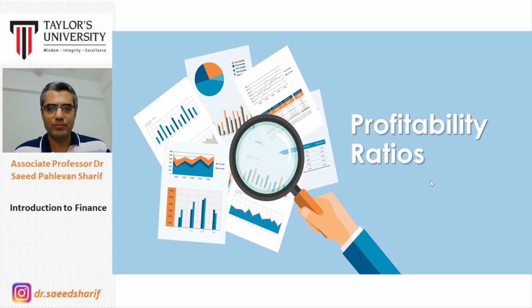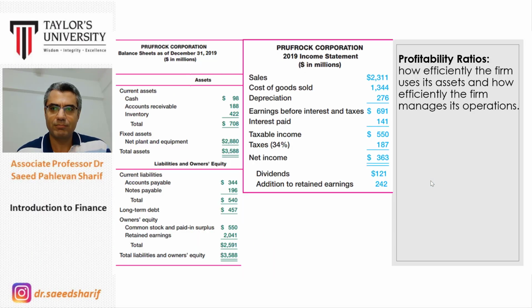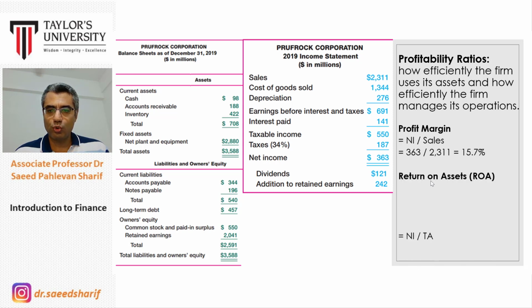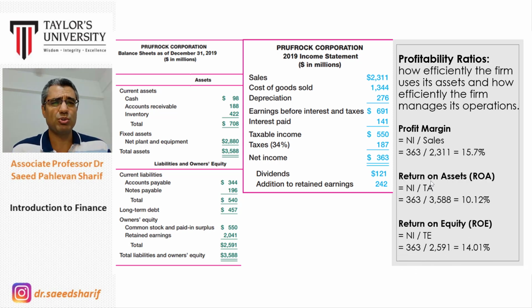Profitability ratios. So these ratios measure how efficiently the firm uses its assets and how efficiently the firm manages its operations. Here I want to show you three important ratios. These ratios are very important, very useful for shareholders and investors.